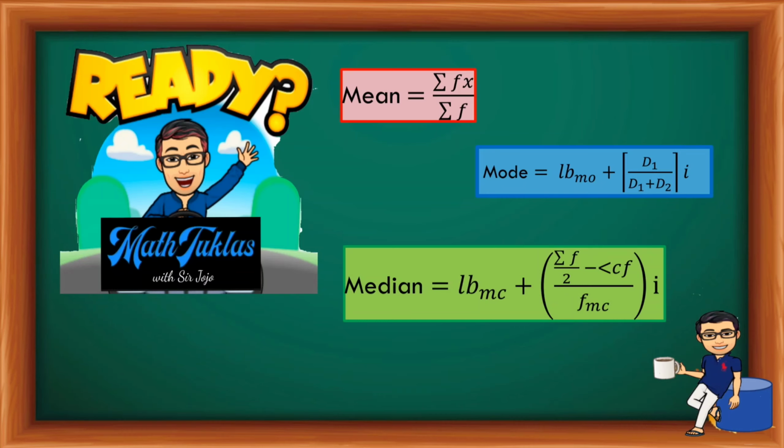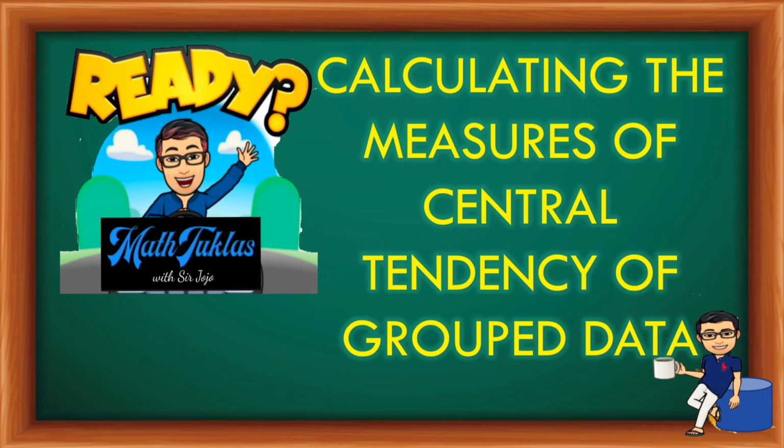So, gagamitin natin ang mga formulang yan para ma-solve natin ang ating topic ngayon, which is all about calculating the measures of central tendency of group data. Remember na kapag pinag-uusapan ang central tendency, we are talking of the mode, the median, and the mean.